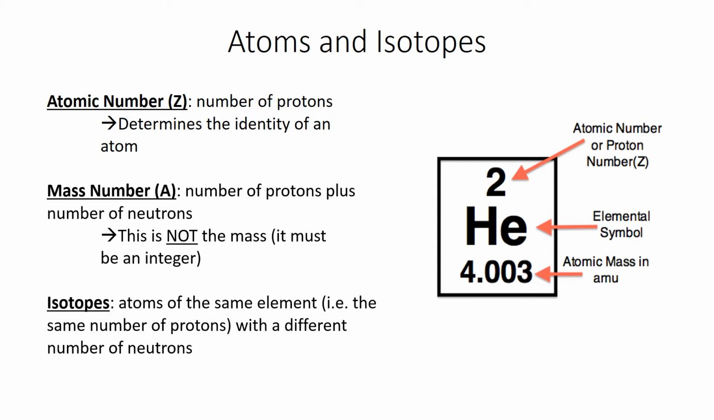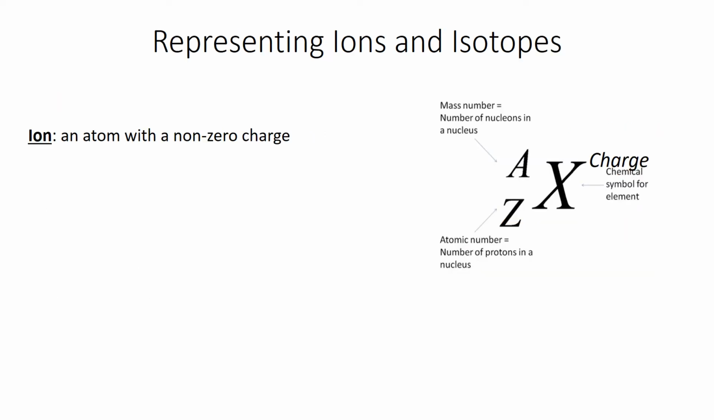Isotopes are atoms of the same element, which have the same number of protons, and they have different numbers of neutrons. So if I have a bunch of different atoms, one has a mass of 4 because it has 2 protons and 2 neutrons. The other has a mass of 5 because it has 2 protons and 3 neutrons. These are 2 different isotopes. So they have the same number of protons, but they have different numbers of neutrons. So an isotope is the same number of protons, different number of neutrons.